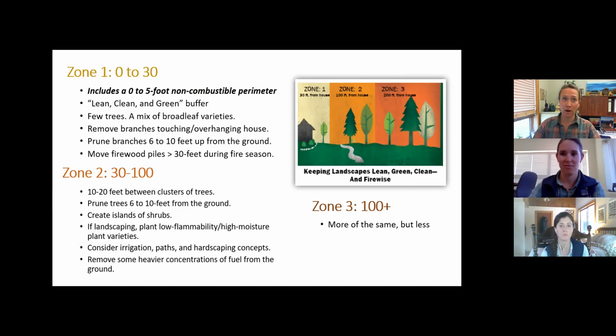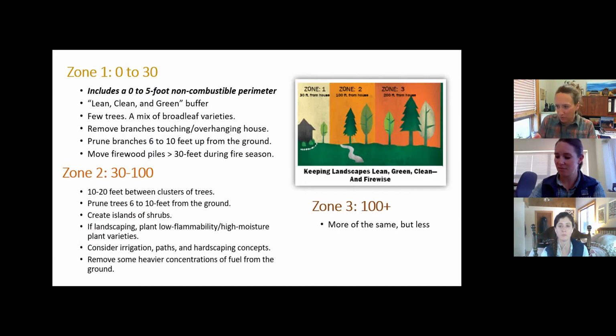Stone, gravel, irrigated dirt, that soil, something that's not going to burn. And then out to 30 foot, that lean, clean, and green buffer, few trees, broadleaf. Remove any big branches that are touching or overhanging your house.